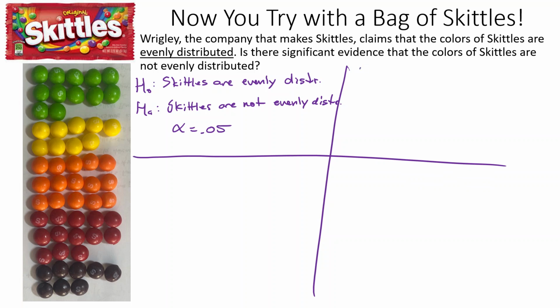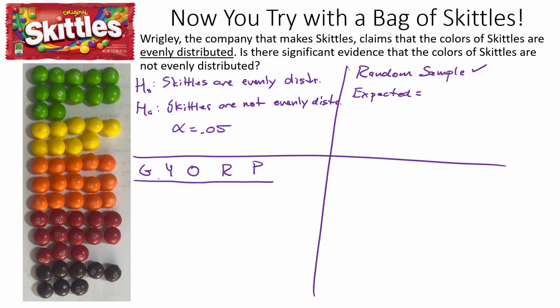Next, do we have a random sample? All right, we sure do. Any bag of Skittles, they're kind of randomly placed in there, so that works. Our expected counts. Well, we need to add up all of our Skittles, so we might as well start organizing our Skittles here. So let's see, we've got green, yellow, orange, red, and we can argue over this if you want, but those are supposed to be purple. A lot of people say that those are brown. All right, and this will give us our observed.